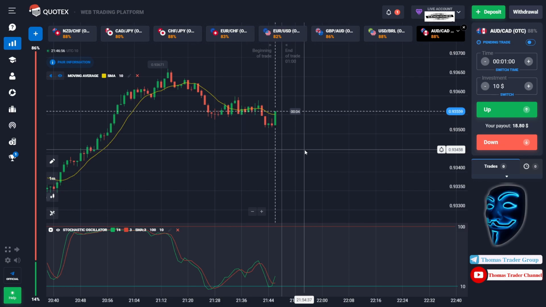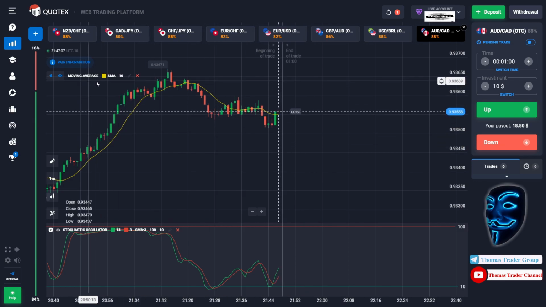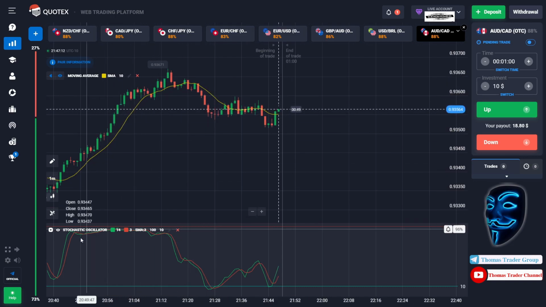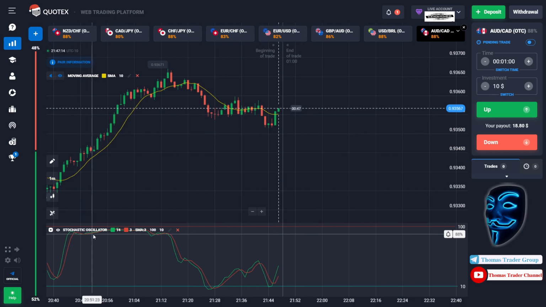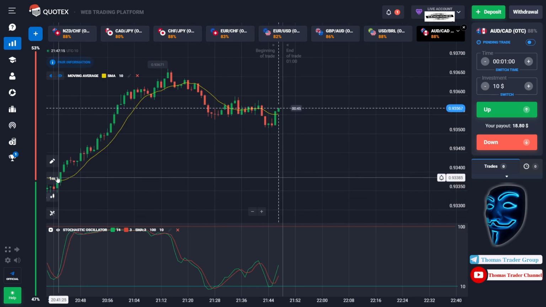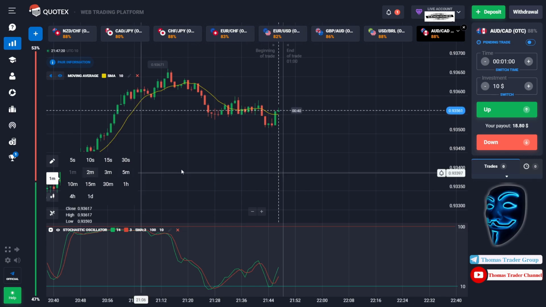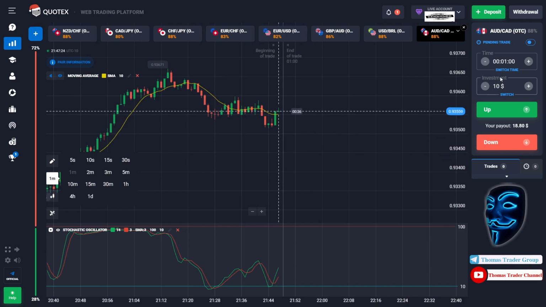Let's start our trading session for today. Today we are using two indicators. The first one is moving average, which is the yellow line over here, and the second indicator is the stochastic oscillator. And today we are using 1 minute time frame for the candlestick, and we are going to start with $10 investment, and we are going to open the position in 1 minute time frame, and let's find the market.